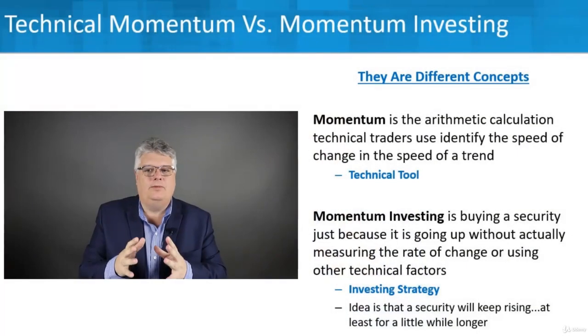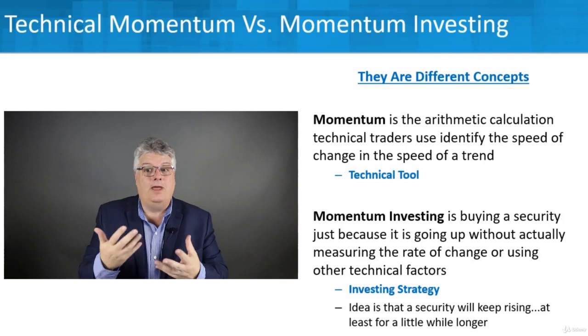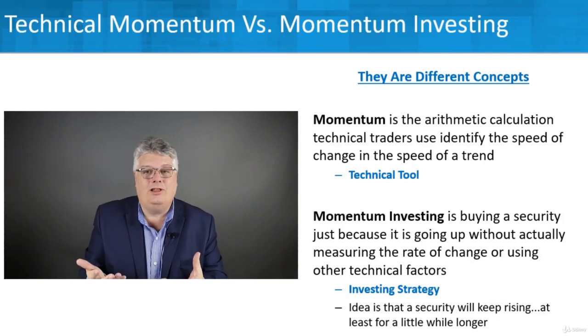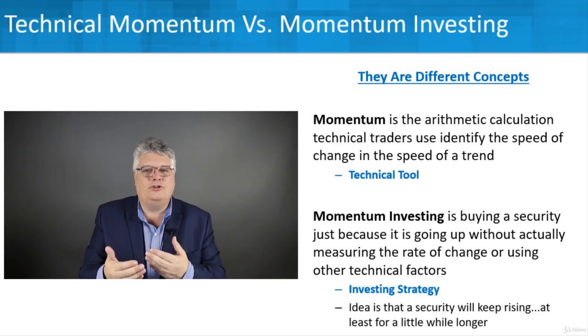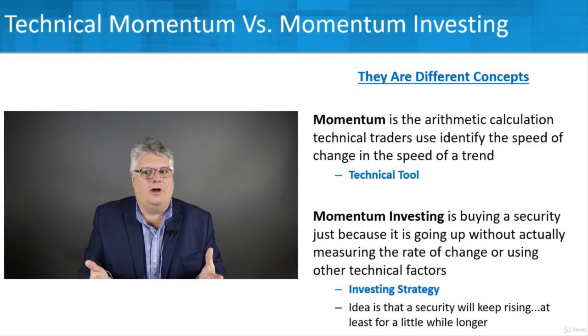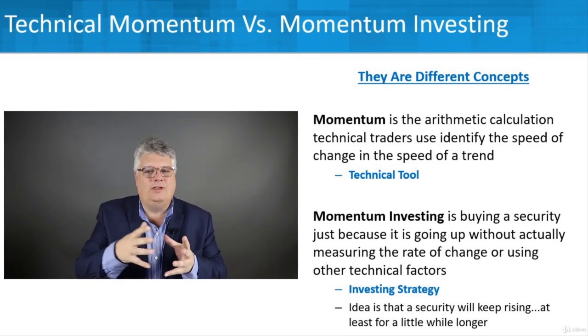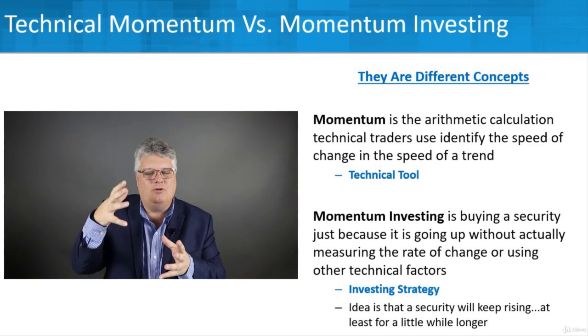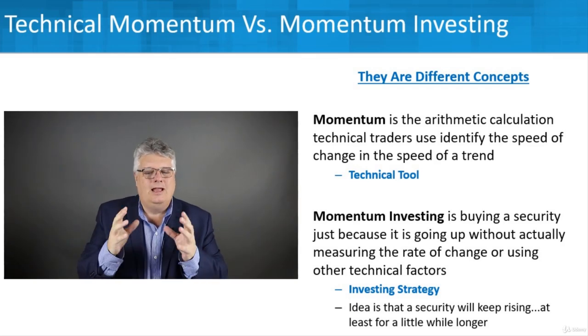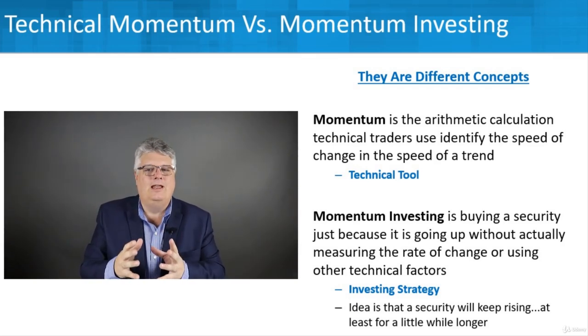So momentum at its core is an arithmetic calculation that technical traders are using to, as we talked about earlier, identify the speed of change in a trend, or looking at a trend and how much those price changes are going up and down, accelerating, decelerating. It's a technical tool that we're using to really identify that.